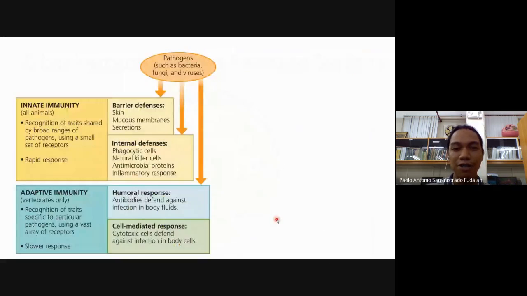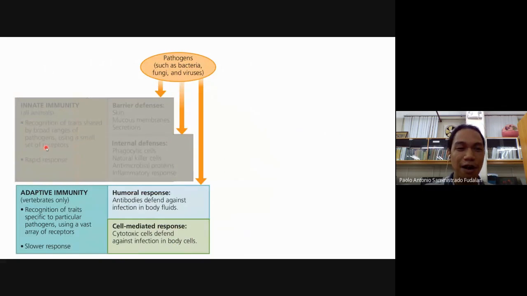Okay, so what about our immune system? So our immune system is made of two parts, and don't worry, this is a topic in our lecture, no, later on. This is just an overview. Don't worry, I will not be discussing a lot of things.